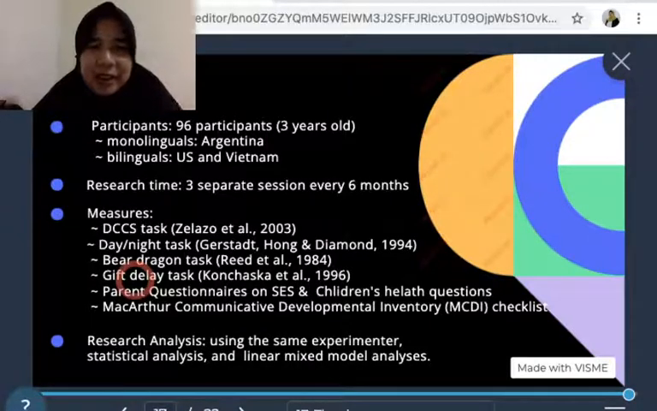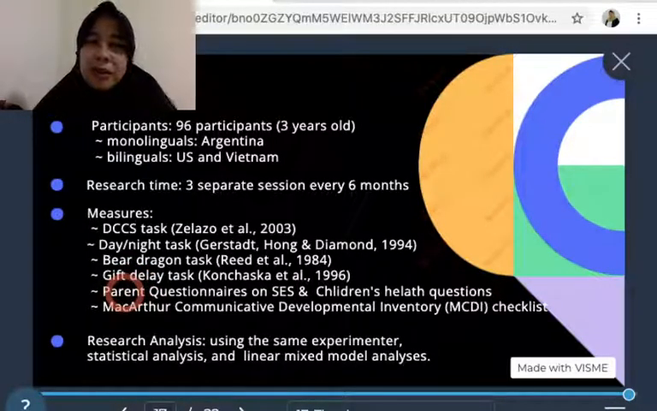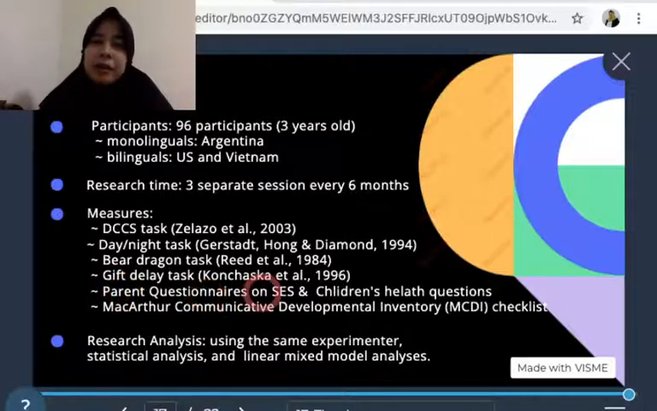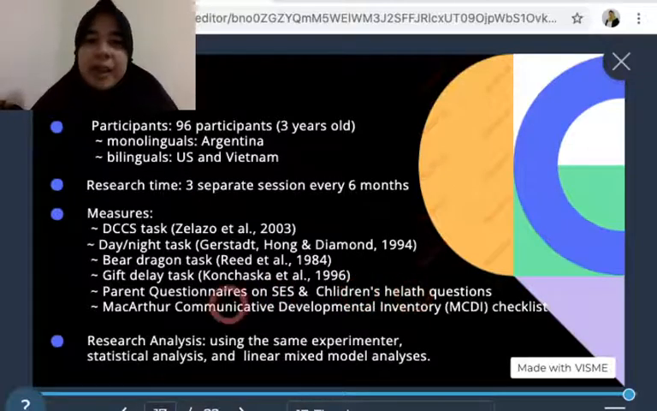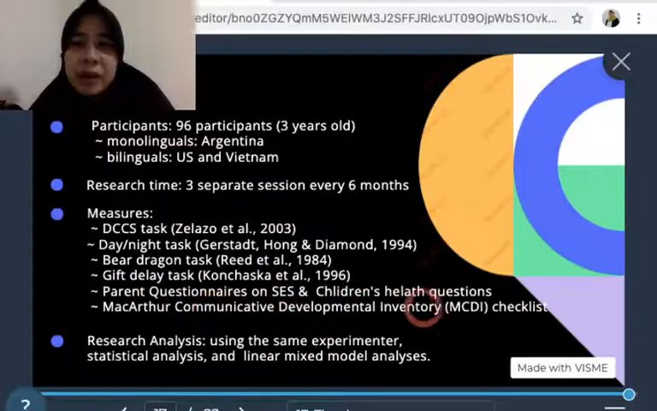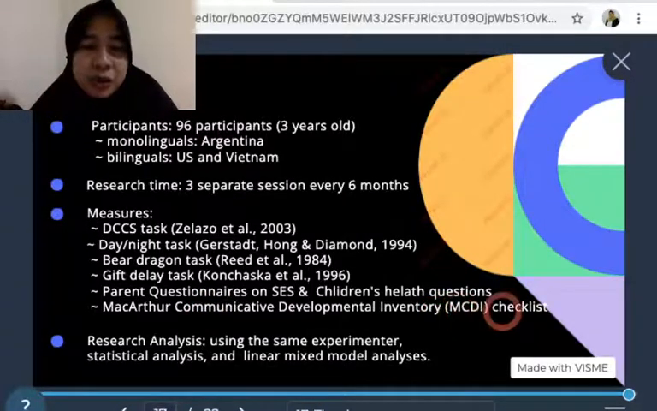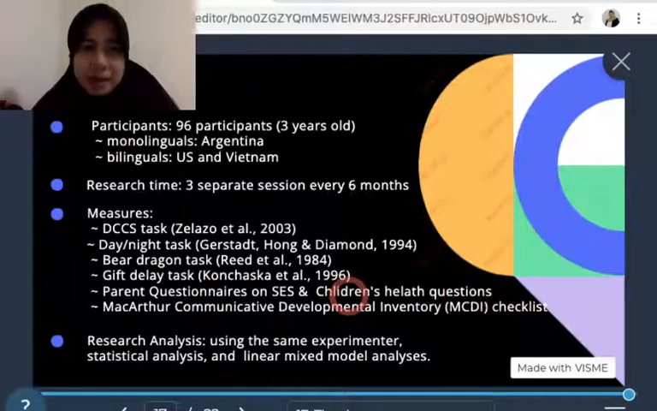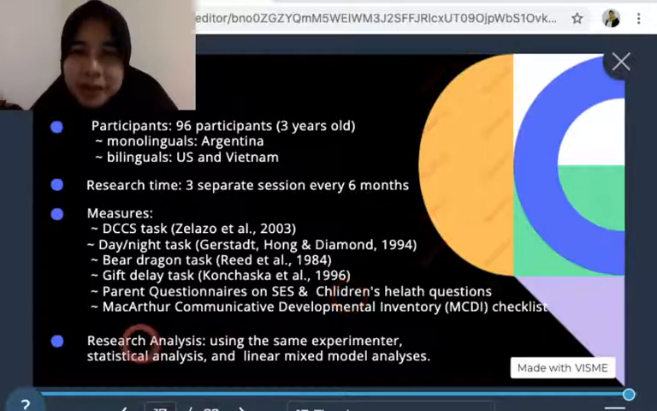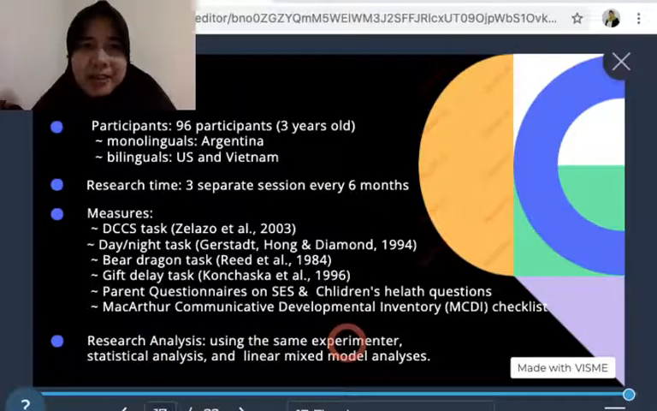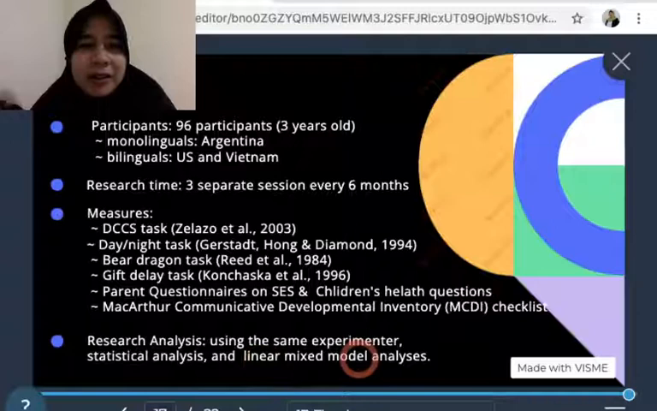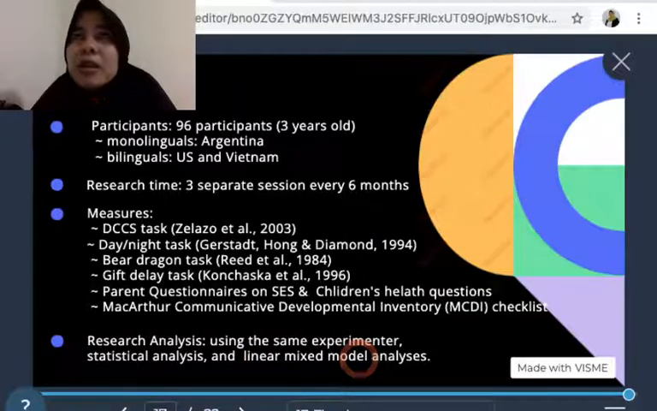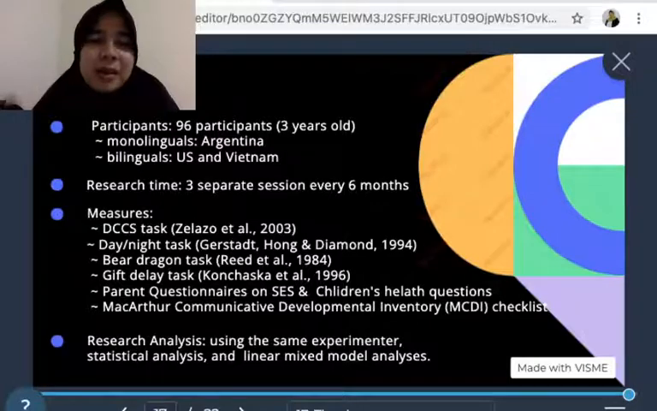Okay. Besides the performance tasks, the authors also gave some questionnaires to the parents related to SES, socioeconomic status, and children's health questions, and also the MacArthur Communicative Development Inventory, or MCDI, checklist related to the way the bilingual speakers are being raised in their home. The research used the same experimenter, so that's why it takes 6 months. Okay. Statistical analysis and also linear mixed model analysis were used to find the relations between bilingualism and the cultures.